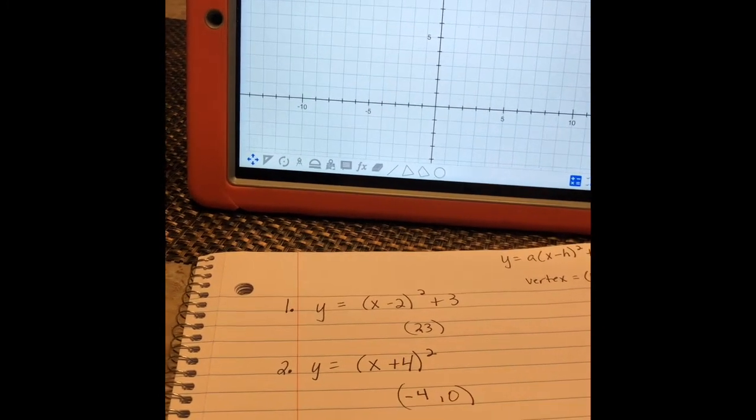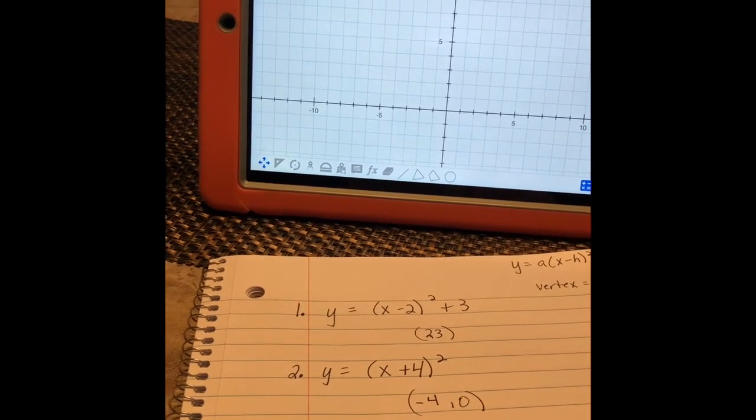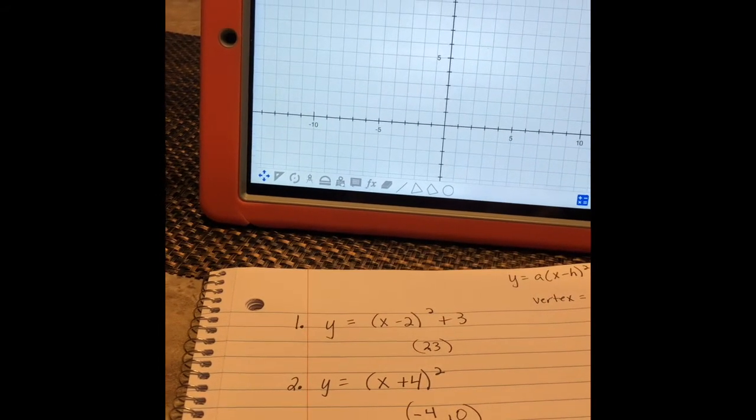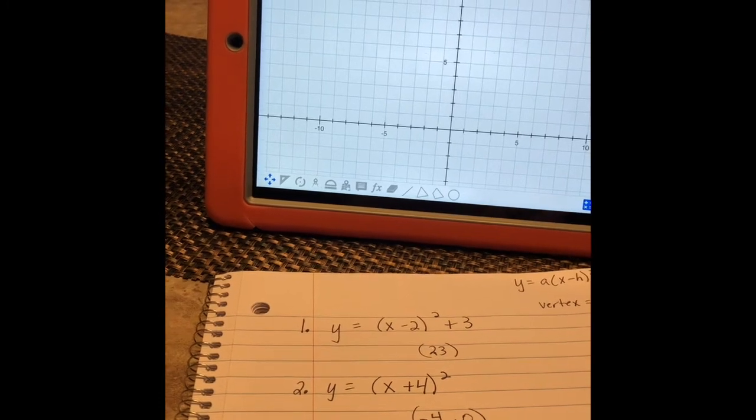You can think, what would x have to be for me to square a 0? It would have to be -1. -1 plus 1 is 0. 0 squared is 0. 0 minus 5 is -5. So this is my vertex.